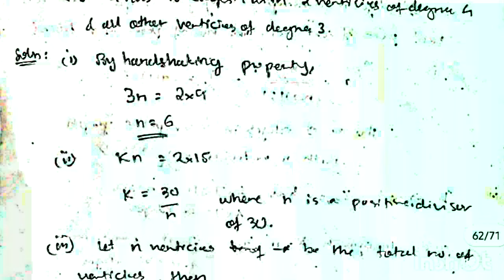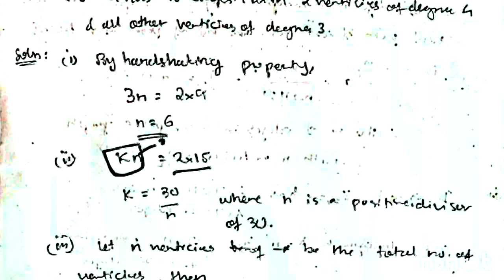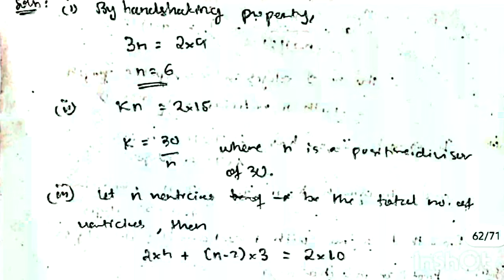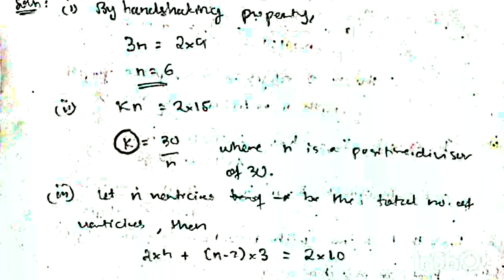In the second case, G is a regular graph with 15 edges. If it's a regular graph of degree k, then kn is equal to 2 into 15, that is, 2 into the number of edges is equal to kn. N is the number of vertices and k is the degree of each vertex. In that case k will be 30 by n. Now n should be an integer which divides 30. So there are many possibilities, like n will be 1, 2, 3, 5, etc.